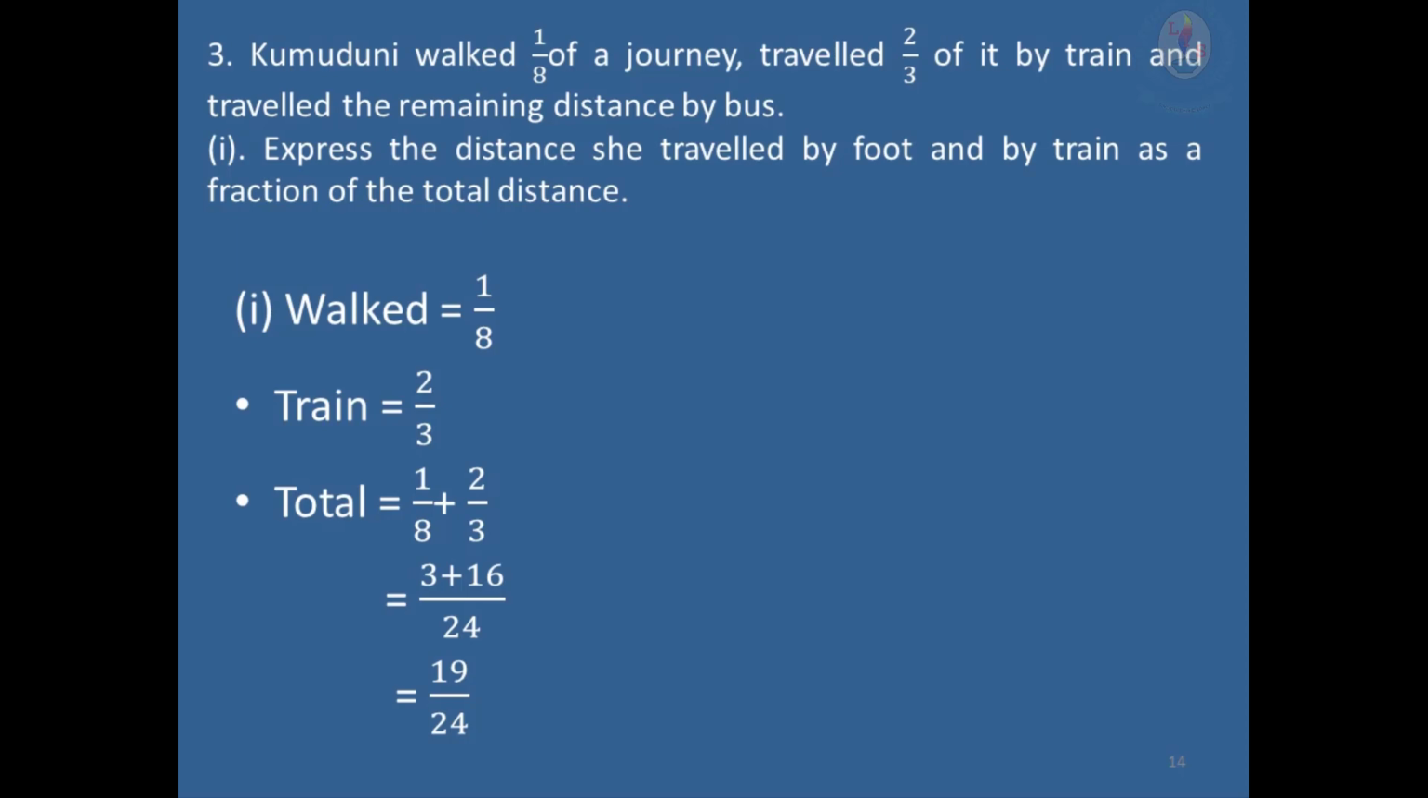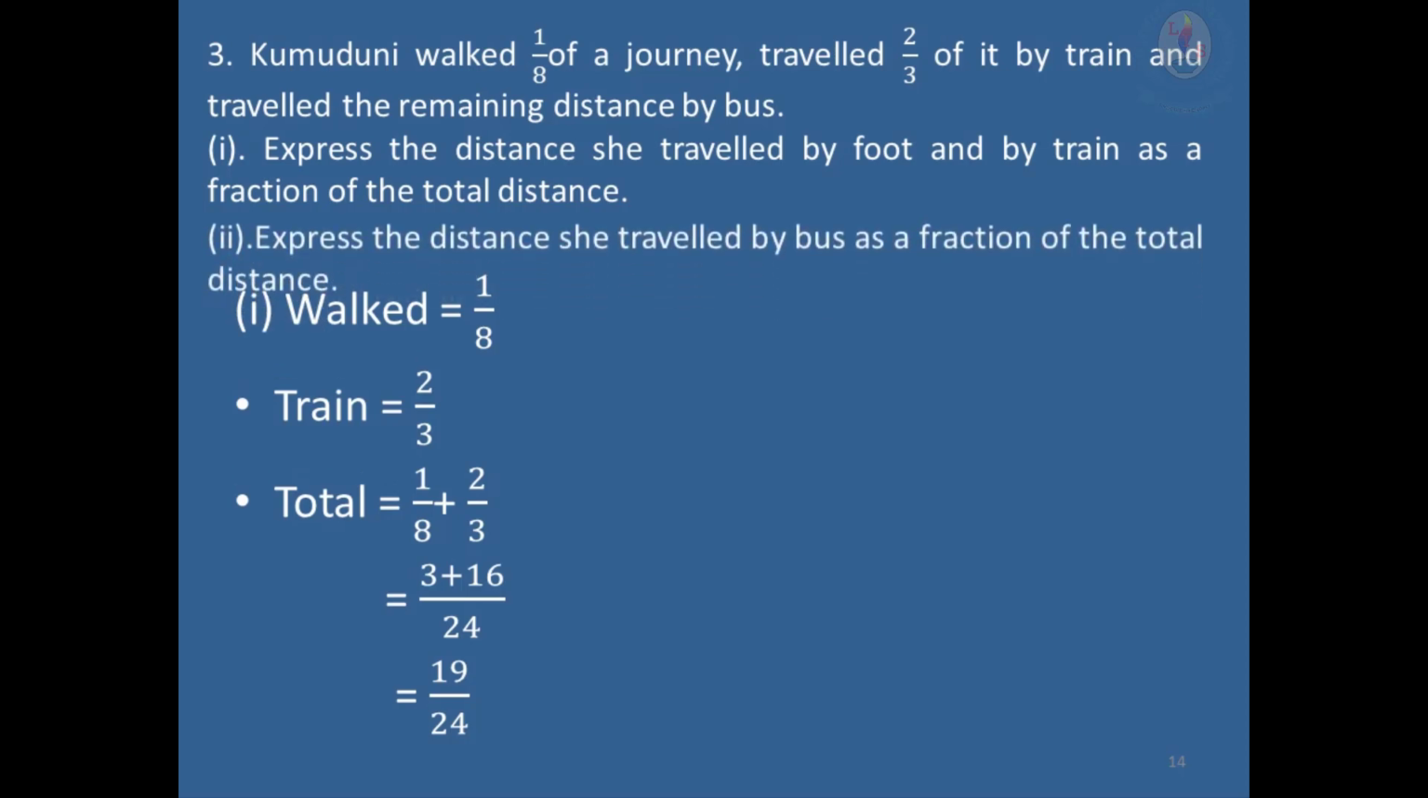Need to multiply the numerator by 3. 1 times 3, 3. 3 plus 3 times 8, 24. Then 2 times 8, 16. 3 plus 16 over 24. Then the answer is 19/24. Part 2. Express the distance she travelled by bus as a fraction of the total distance.